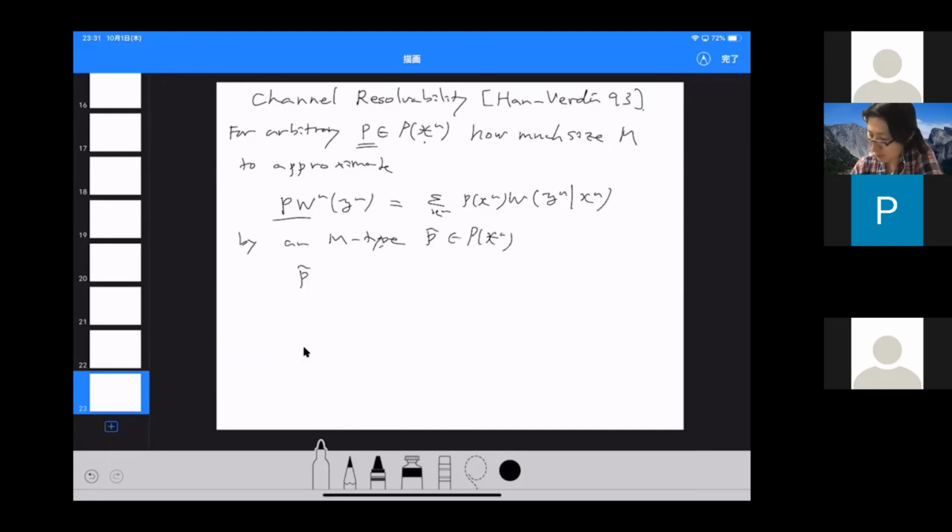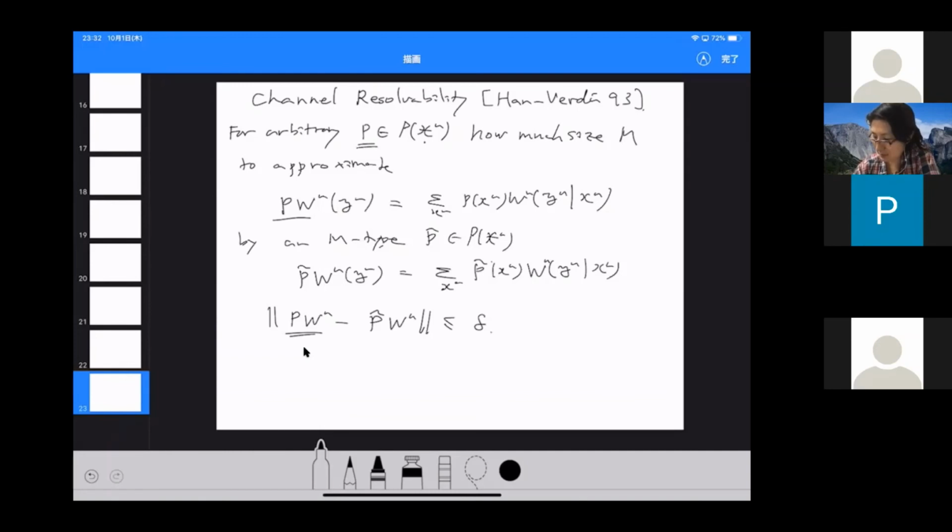So the output distribution of this M-type distribution should approximate it in the sense that the variational distance between the two output distributions should be less than delta. Okay. So they introduced this problem called channel resolvability. Suppose that this problem can be solved.